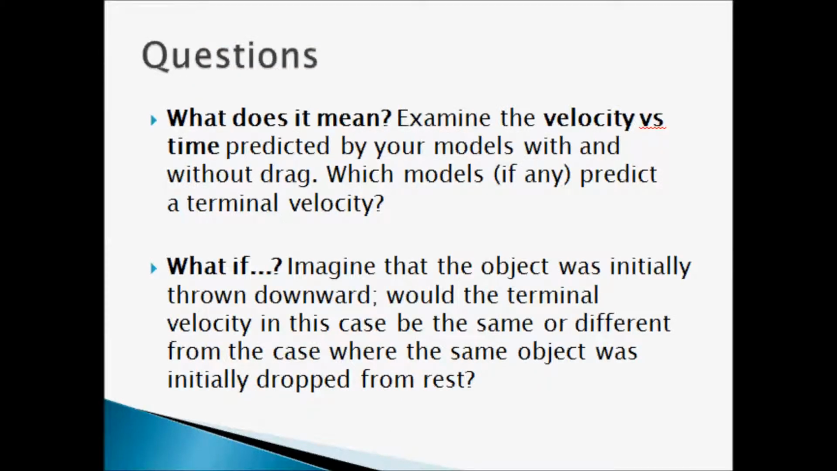What does it mean? The model with drag will reach a terminal velocity because eventually the drag force and the gravitational force will equal each other, making the net force 0. And by Newton's second law, we know that if the net force is 0, we have a constant velocity.